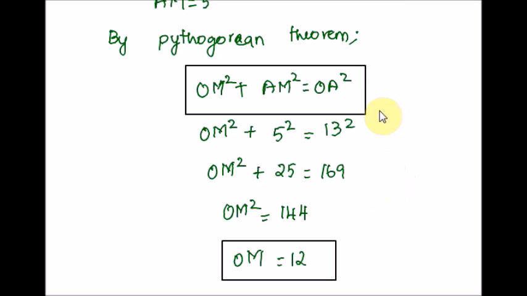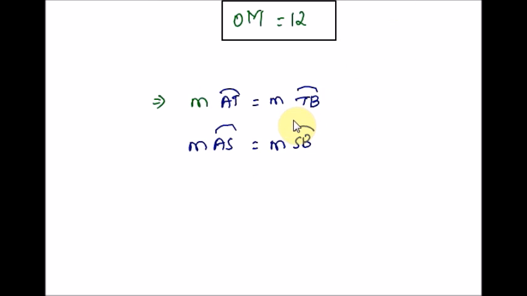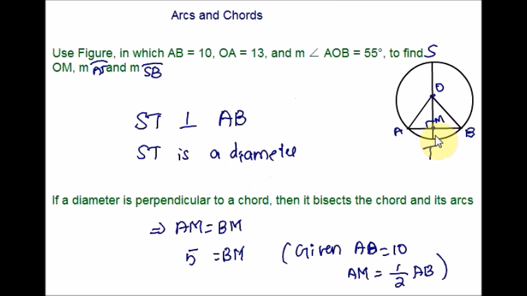The same theorem says that the measure of the arc AT equals the measure of the arc TB and the measure of the arc AS equals the measure of the arc SB. Since the measure of the angle AOB is equal to 55 degrees, this is given in the question itself, that would make the measure of the arc AB equal to 55 degrees. If this arc is 55, what would be the rest of the arc? The circle would be 360 degrees, so just subtract 55 from 360.